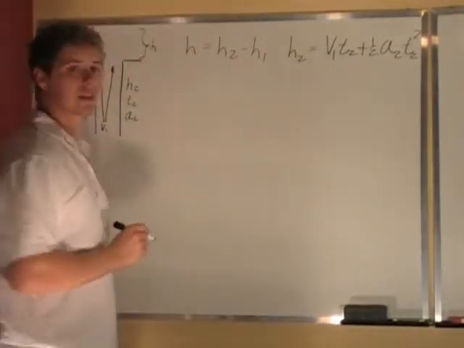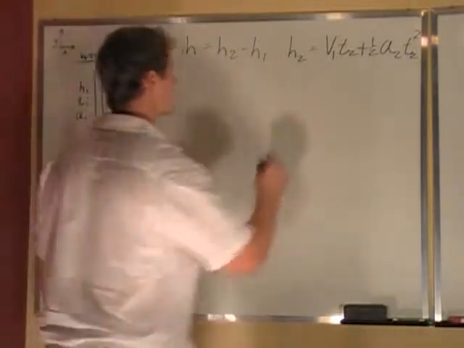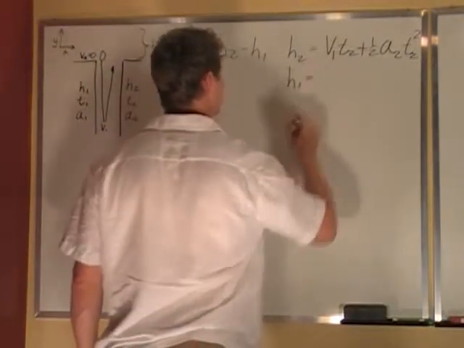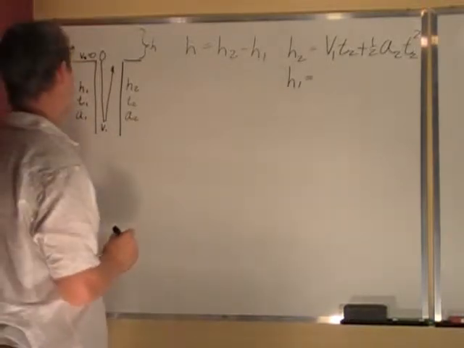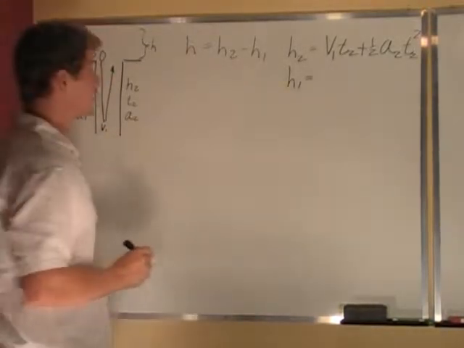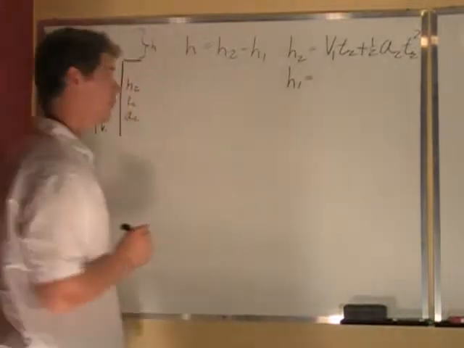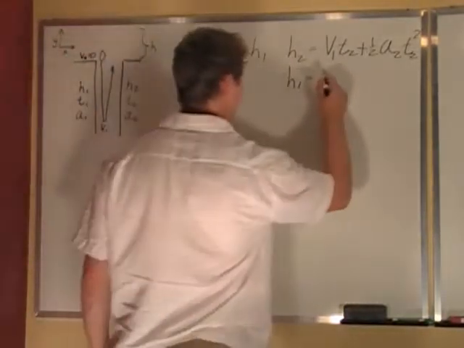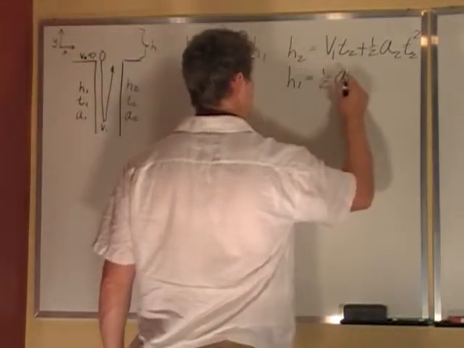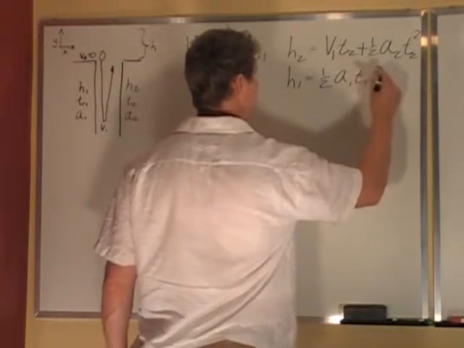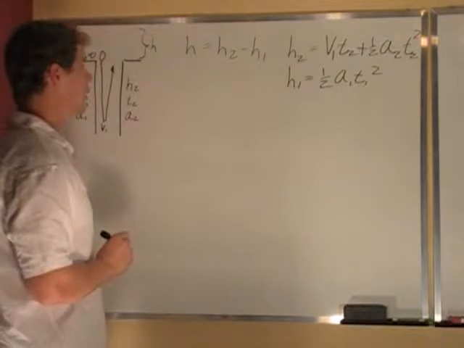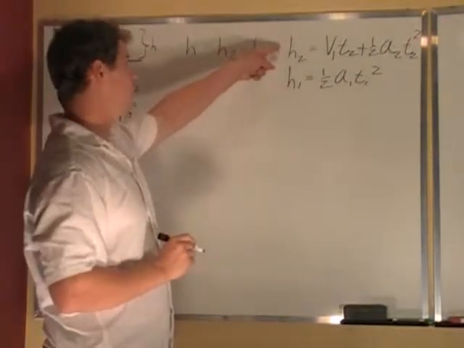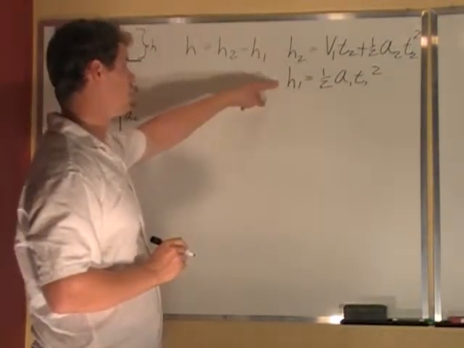Alright, let's get an expression for the height 1 now. Height 1, the distance that that rocket drops, is equal to its initial velocity, which is 0. So the initial v t term we don't need, we just need the 1/2 a t squared. It's 1/2 a1 t1 squared. Okay? So now we have an expression for h2 and we have an expression for h1.